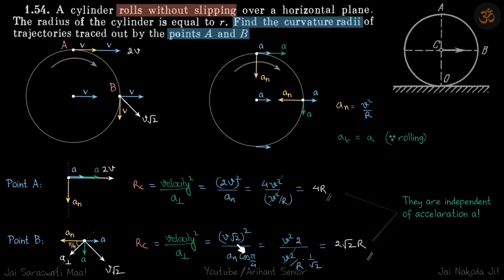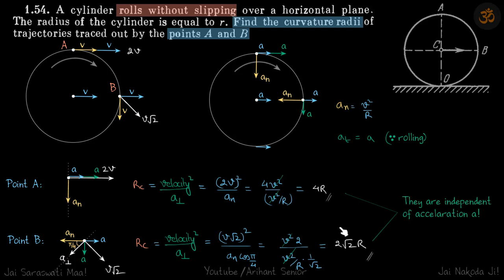So the radius of curvature becomes velocity square by a perpendicular. The velocity is v root 2, so it is v root 2 whole square by an cos pi by 4. And an is v square by r. Cos pi by 4 is 1 by root 2, which gives the radius of curvature as 2 root 2 times the radius of the cylinder, our answer.